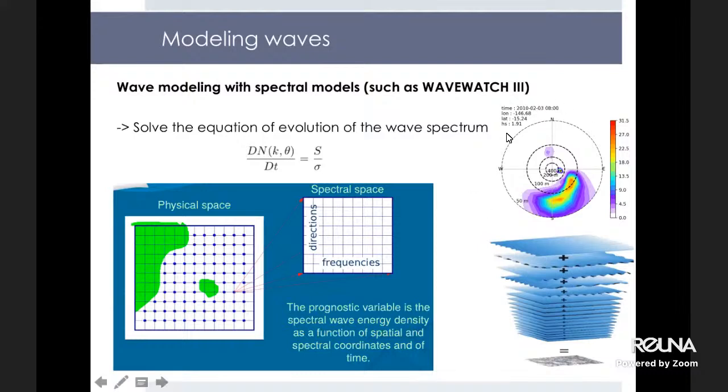So here is an example of a spectrum that we can have with WaveWatch that represents several wave systems. So here we have 4 different wave systems. A wave system toward the north with a wavelength of about 150 meters, a longer wave system toward the east, and 2 wave systems that are closer to wind sea with shorter wavelengths.